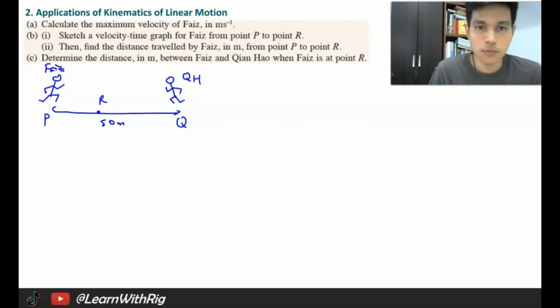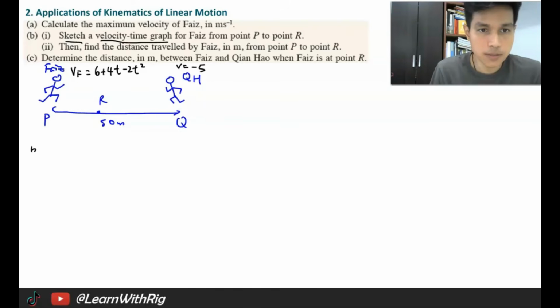So just now we found that the velocity for Far East is what? VF equals 6 plus 4t minus 2t square, and for Chen Hao, V equals -5. So the question now, question B, they're asking you to sketch the velocity time graph for Far East. So you need this function to sketch your graph.